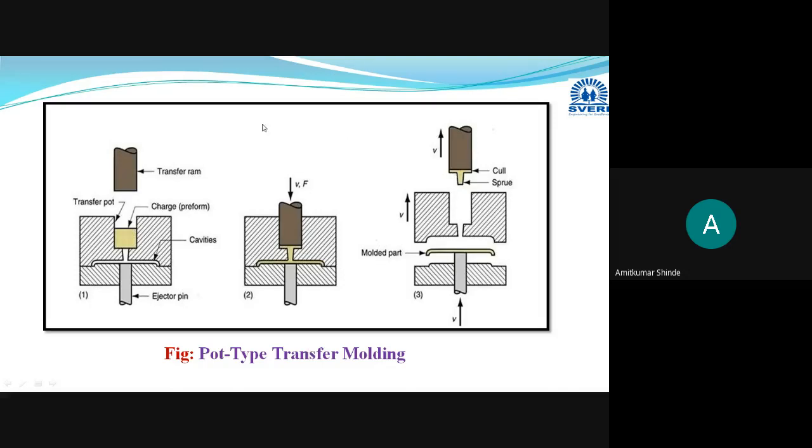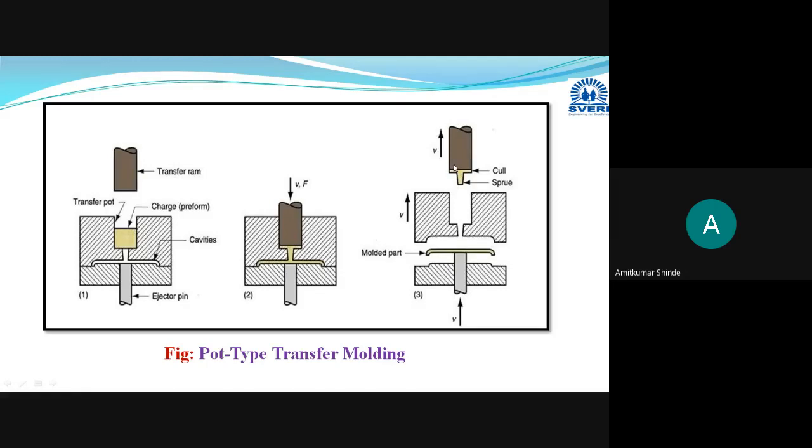Generally, in this pot type transfer molding, a three plate mold is used. You can clearly see here, in one plate the press or plunger will be there. In the second plate, the upper half of the mold with the transfer pot and sprue arrangement will be there, and in the third plate the ejector pins and cavity will be placed. In this way, in the pot type transfer molding process, we generally use a three plate mold. Finally we get the molded part, the final product.